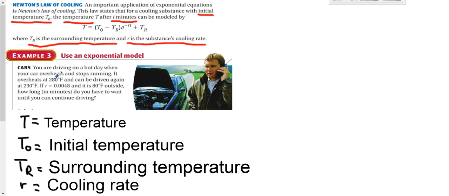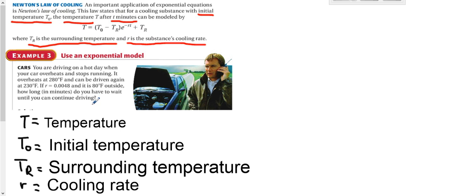So let's go ahead and read the problem. You're driving on a hot day when your car overheats and stops running. It overheats at 280 degrees Fahrenheit and can be driven again at 230 degrees Fahrenheit. If r is equal to 0.0048 and it is 80 degrees Fahrenheit outside, how long in minutes do you have to wait until you can continue driving? So when is that car going to cool off again so we can drive it again?